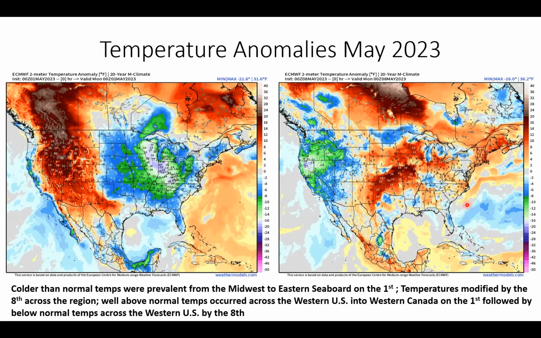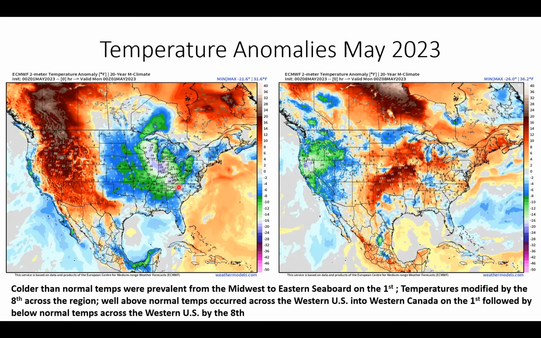Now let's take a look at the temperature anomalies for May 2023, starting with the 1st of May on the left. This is no shock here. We started the month of May 2023 across the Midwest on the order of 15 to 17 degrees Fahrenheit below normal across northern Illinois, Wisconsin, and Indiana.